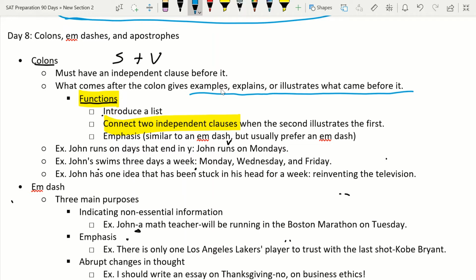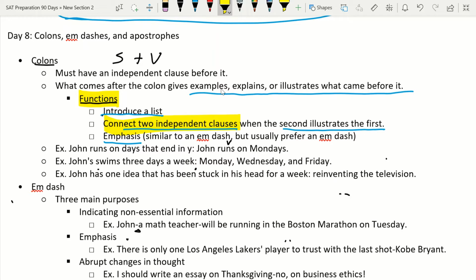So the functions of a colon, there are three main functions. One function of a colon is to introduce a list. Another function is to connect two independent clauses, but only when the second independent clause illustrates the first. And the third use of a colon is for emphasis. It's similar to how an em dash is used for emphasis, but in general, you'd want to prefer an em dash for emphasis if you can, but if it's not an option, you can always use a colon as well. So let's go ahead and run through a few examples. All right, so we've got: John runs on days that end in Y, and then we have a colon, John runs on Mondays.